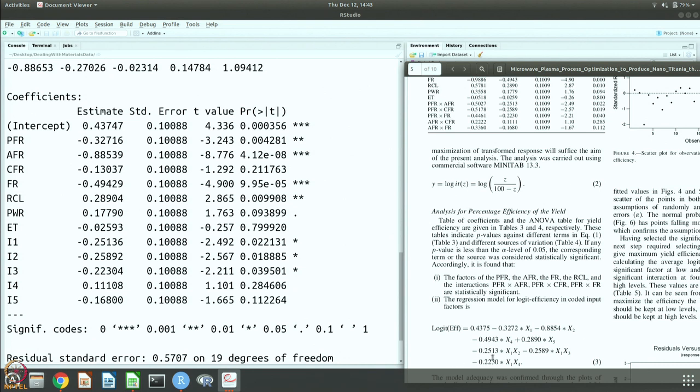And then 0.2513 X1, X2, 2590, 2589 that is X1, X3, and 2230 X1, X4. So, these are the parameters which are important. So, it is the same information which is here and same table from which the same conclusion is being drawn.